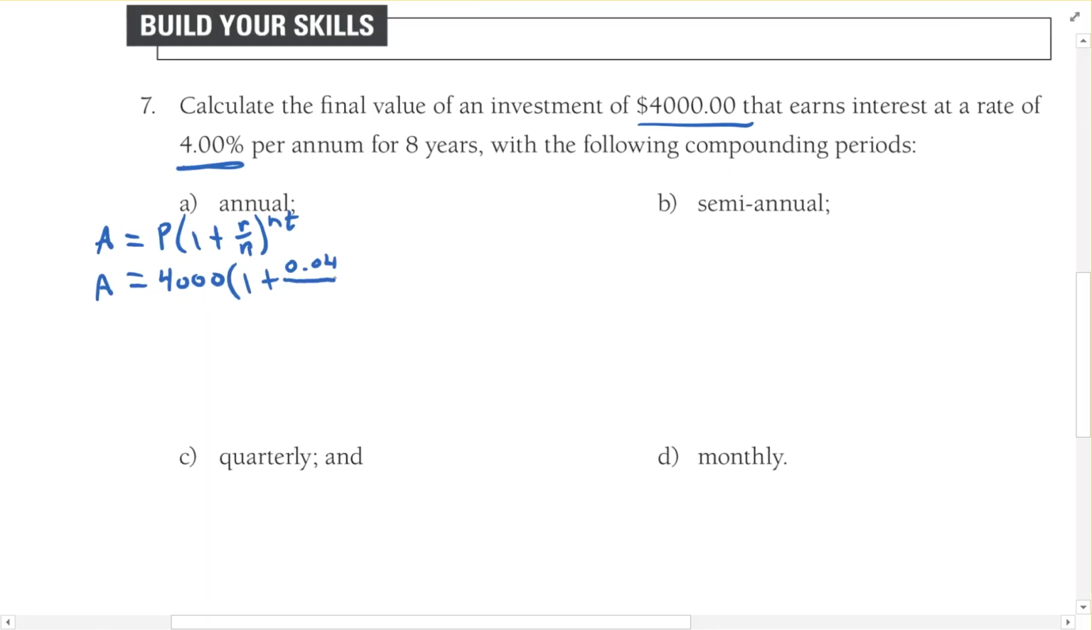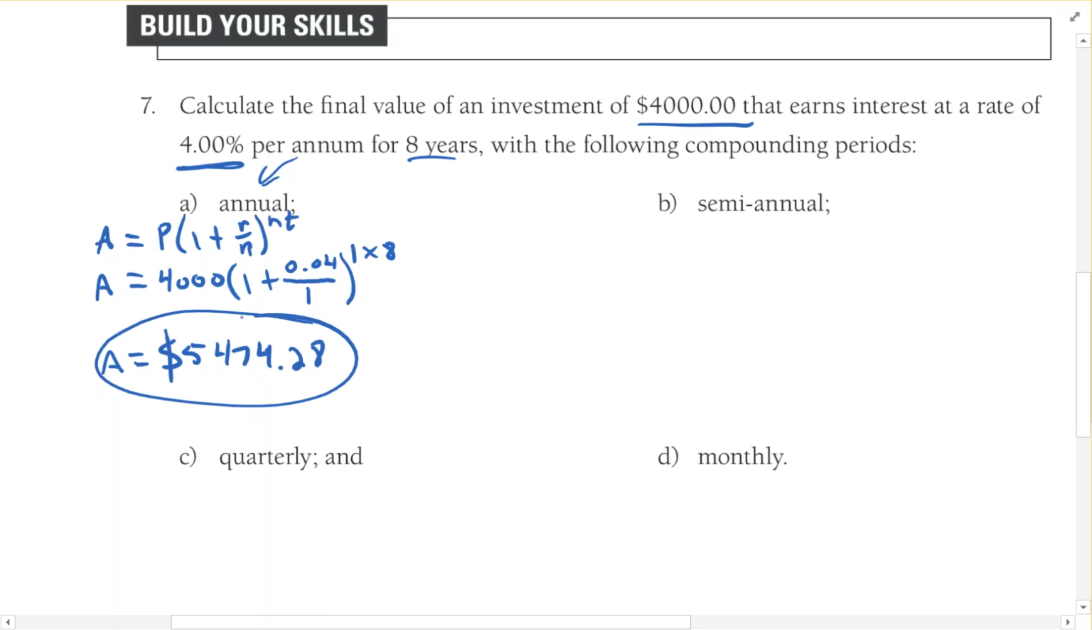So 0.04 over. Now here's the part that changes. Well, I guess it's not even going to change on the annual one, right? Because that's going to be once. So N will be 1, and then N will be 1 again up here. And then it's over 8 years, so times 8. If you put that into your calculator, like the ways we did before, for A you should get 5,474.28.